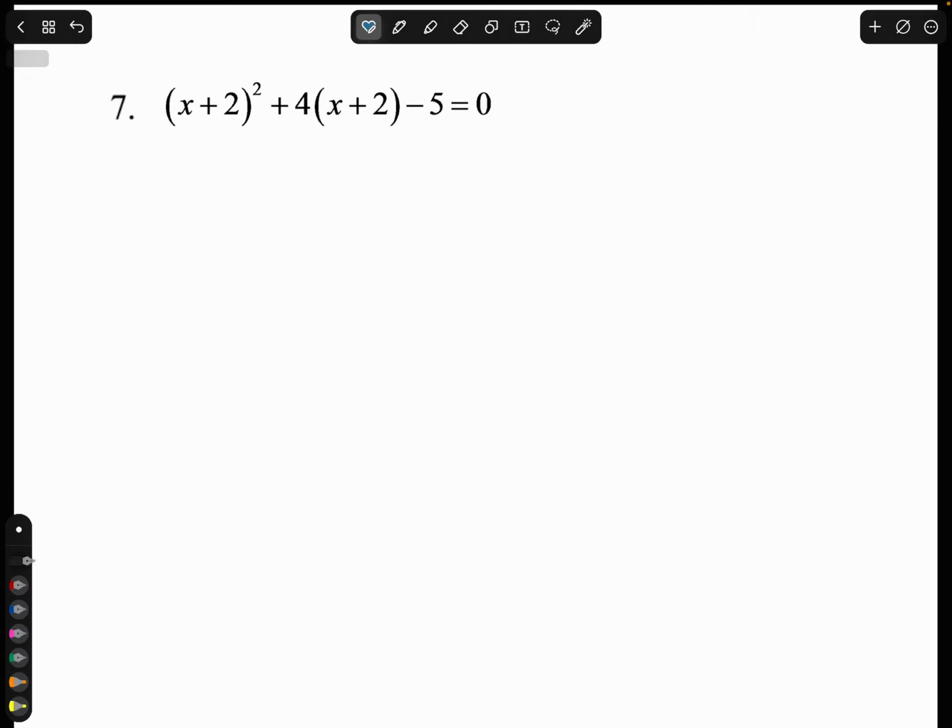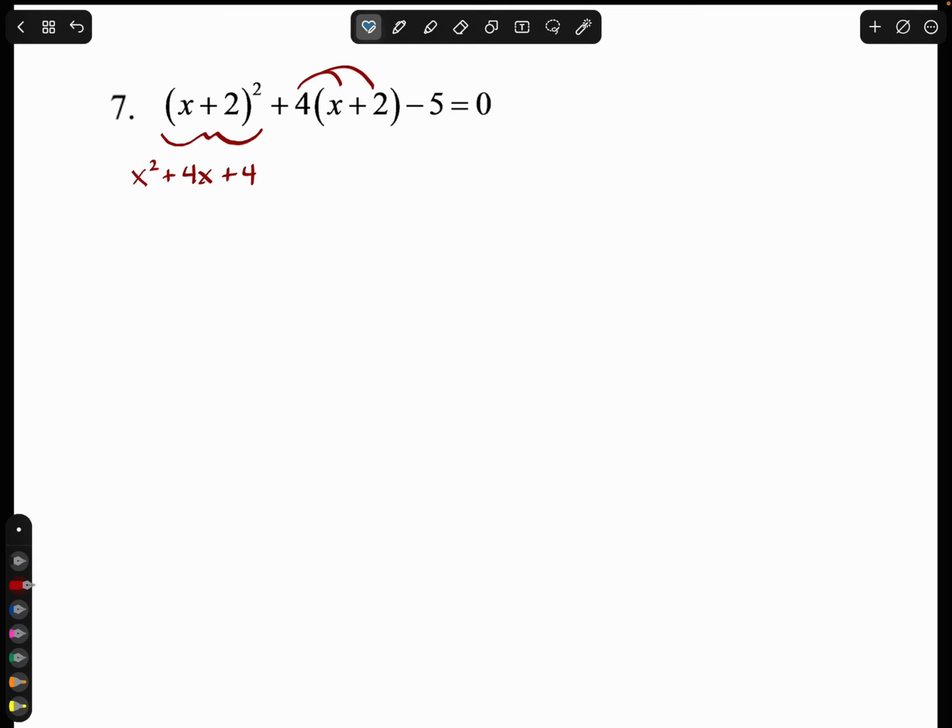Let's move on to number 7. Number 7 has multiple ways this one can be done. I think the most popular way I've seen today is just by simplifying this side. So let's see here. X plus 2 squared would be x squared plus 4x plus 4.